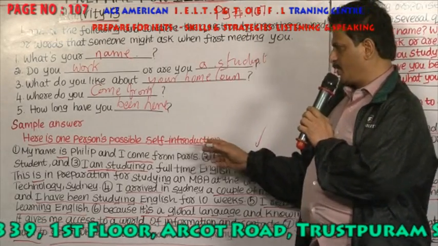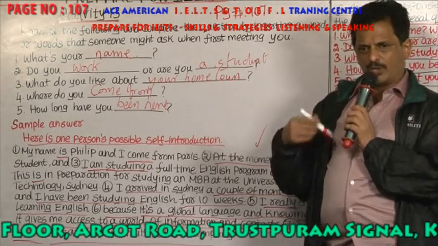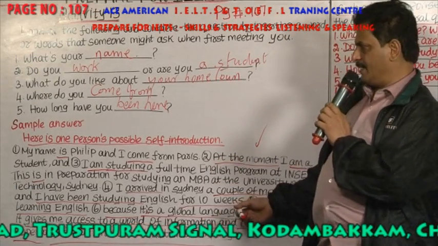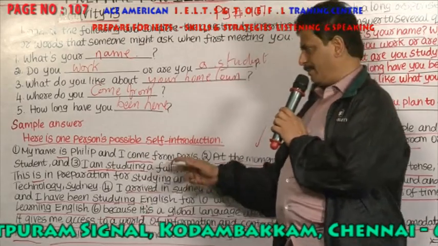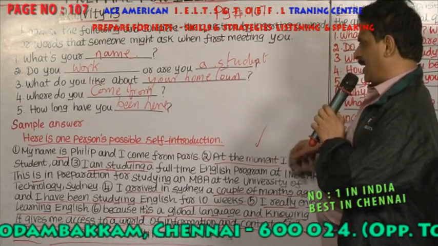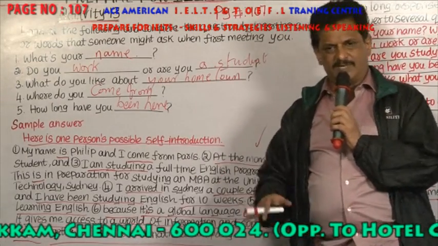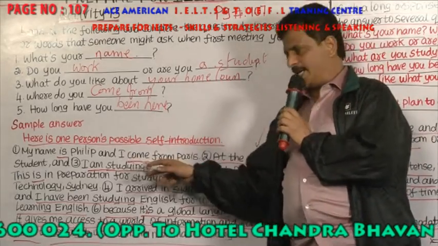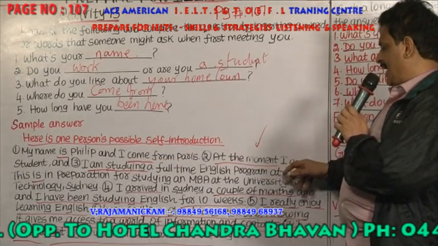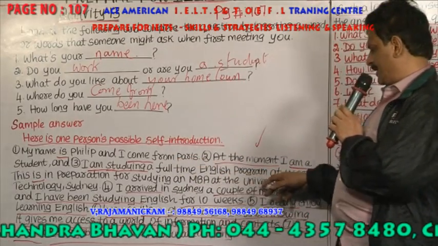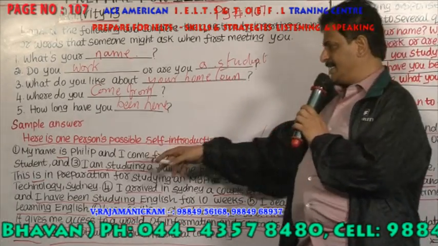Here is one person's possible self introduction. My name is Philip, I come from Paris. At the moment I am a student. I am studying a full-time English program at InSearch. This is in preparation for studying an MBA at the University of Technology, Sydney.